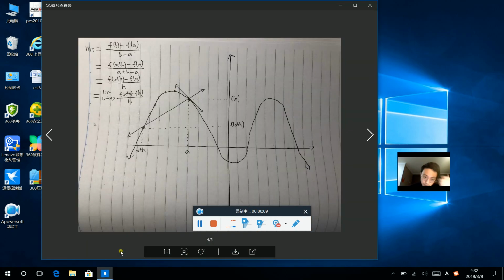Let's go back to the graph initially. This is my new graph, and I set up these points on it. This is point A, f(a), and this is point a plus h, f(a plus h), as I mentioned, and I have drawn a tangent line at point A, f(a). This is the first step for me to label these points.